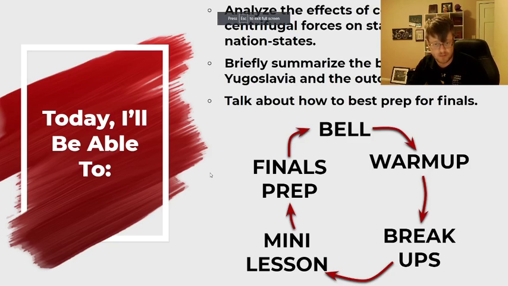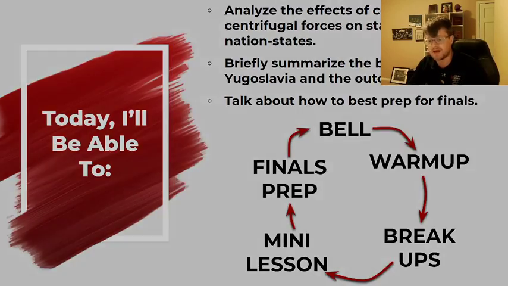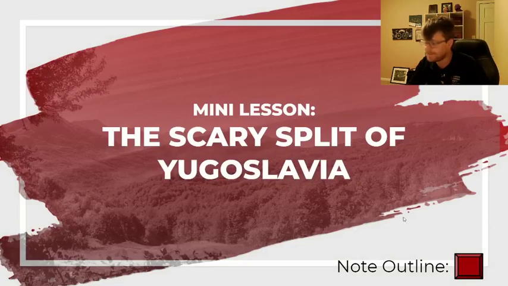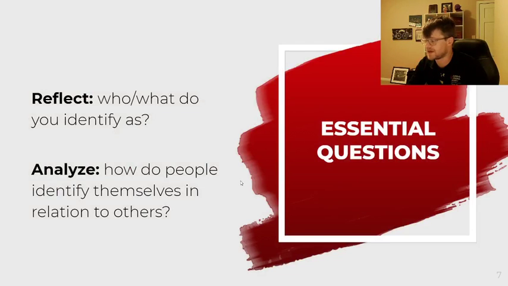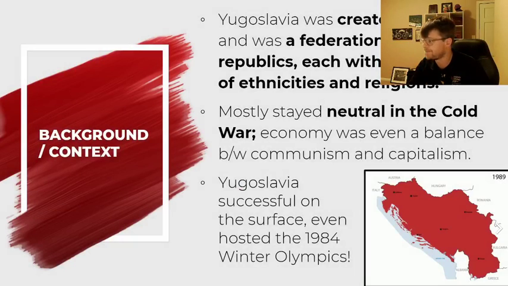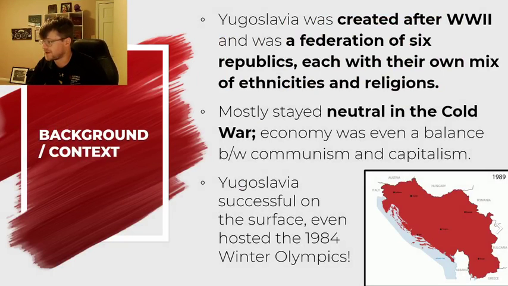And for here, we're really bringing in lots of things that we've talked about in previous classes. It says, briefly summarize the breakup of Yugoslavia and the outcome. Okay? So grab the notes there, and then we're going to dive right into it. We're going to be talking a lot about identity and how we identify ourselves in relation to other people. So we're just going to dive right in here and knock this out really quickly.